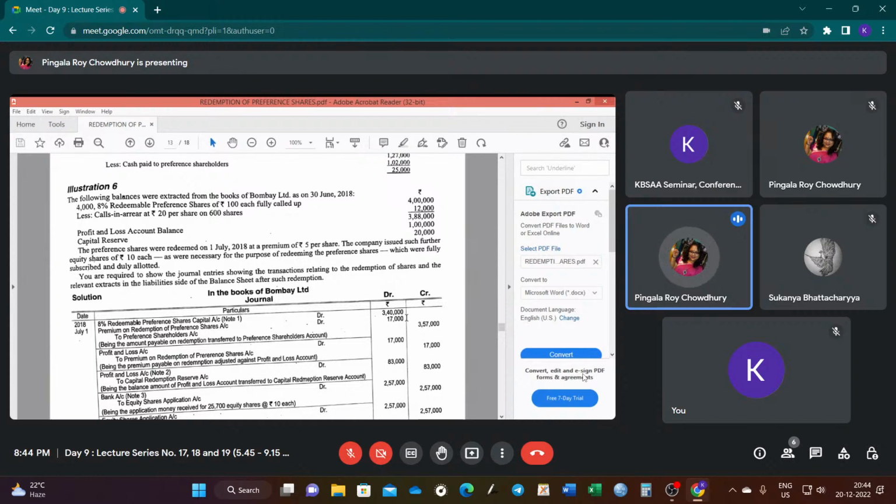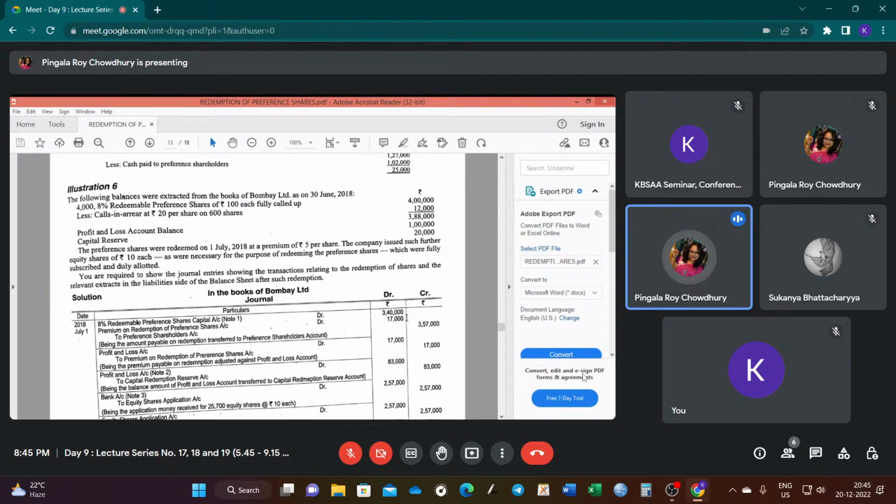The company has issued further equity shares of rupees 10 each as and when necessary for the purpose of redeeming. That means you have to utilize the entire amount of your divisible profits. After that, what you are left with will have to be sufficed by issuing equity shares. Almost the same thing. Now the question is, first there's no sale of any fixed assets or investments. So we are directly coming down to redemption.